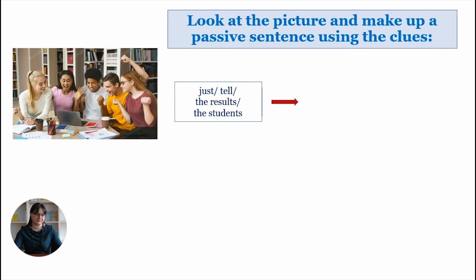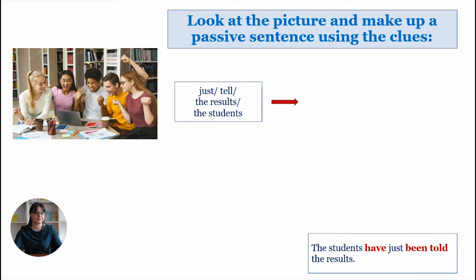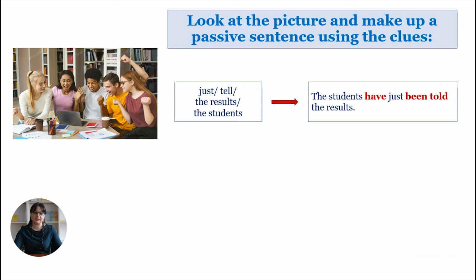Next one. Just, tell, the results and the students. Think and write down the sentence. Ready? Let's check. The students have just been told the results. Here we have used present perfect.